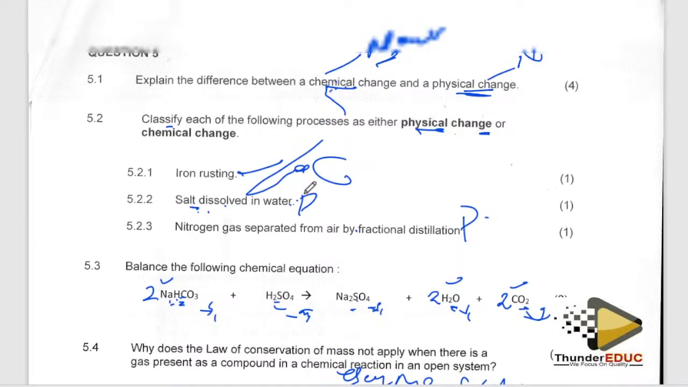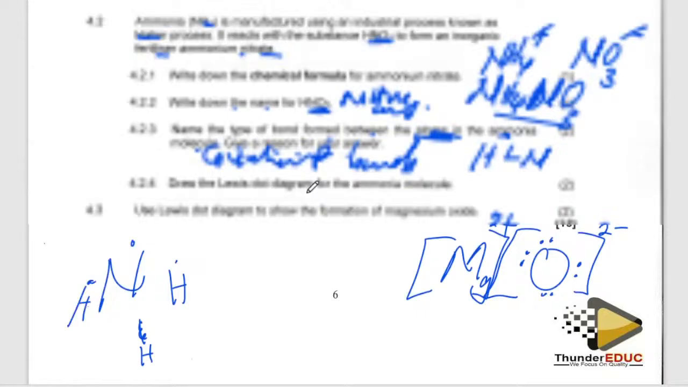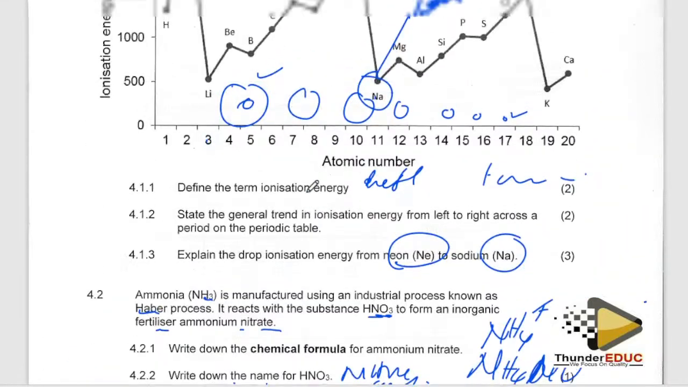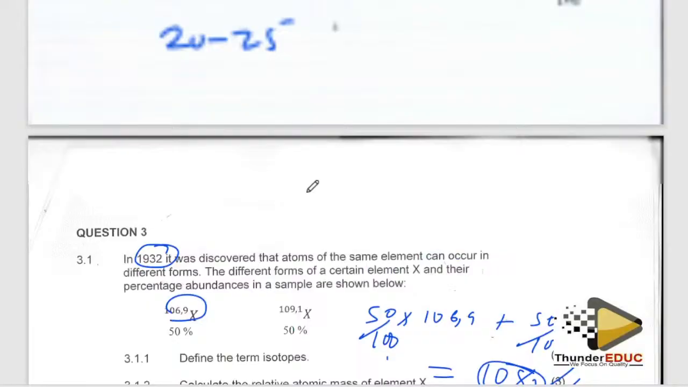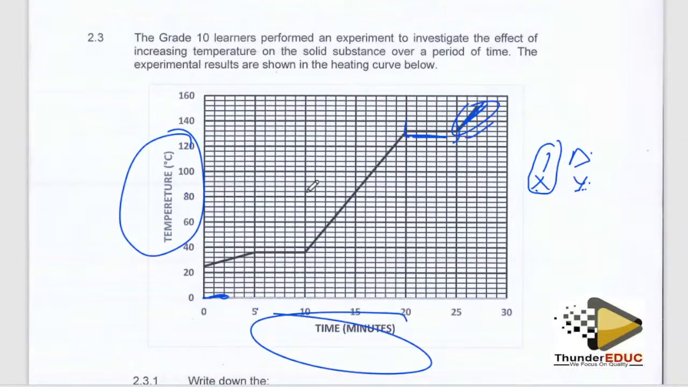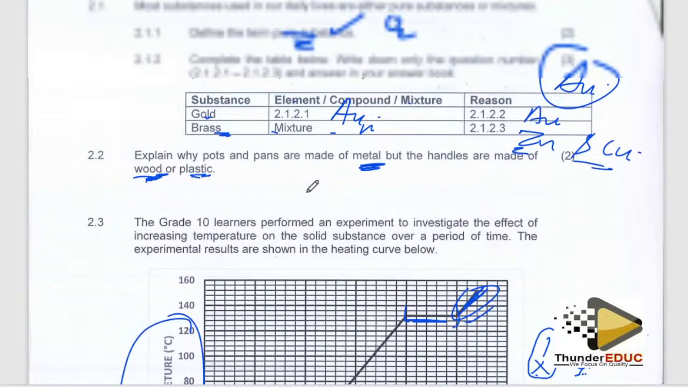I think that's the paper. Yeah, the paper was very easy. You see, we have done this paper in less than 30 minutes. The paper was easy. And those people who watched our predictions, I think you got a distinction.